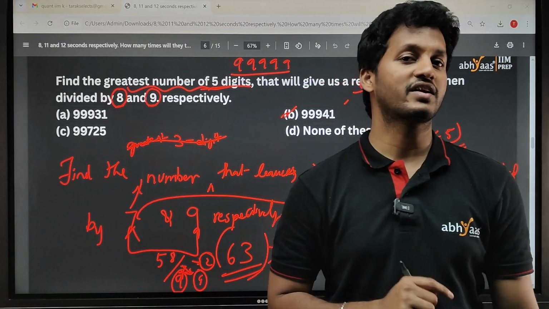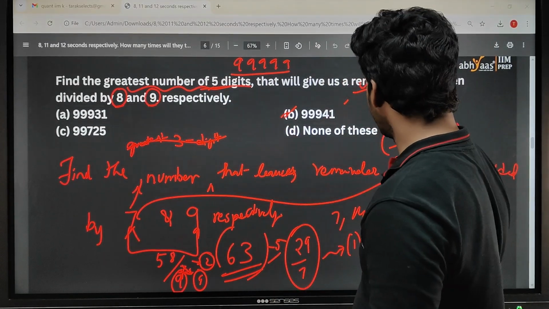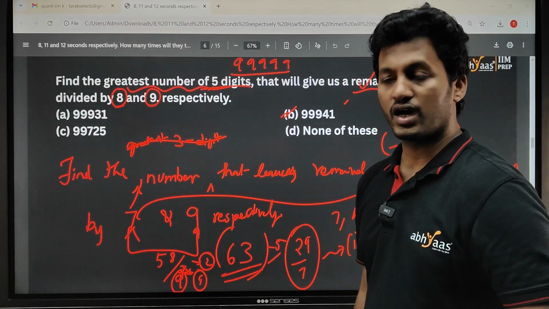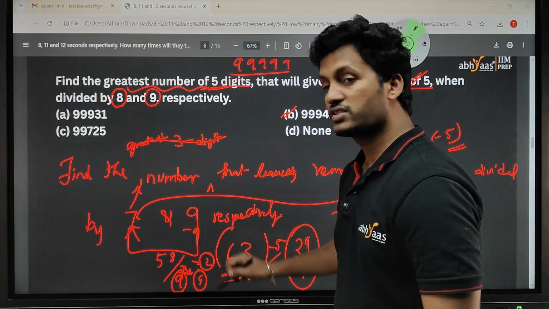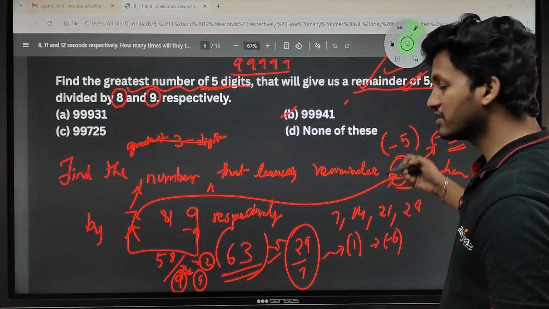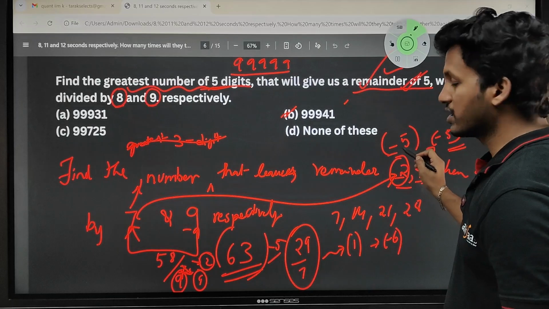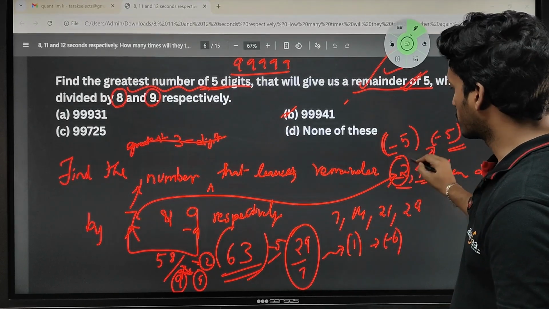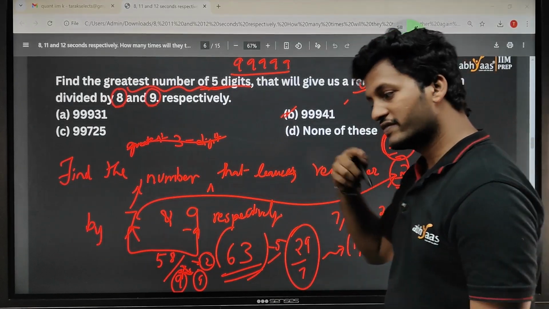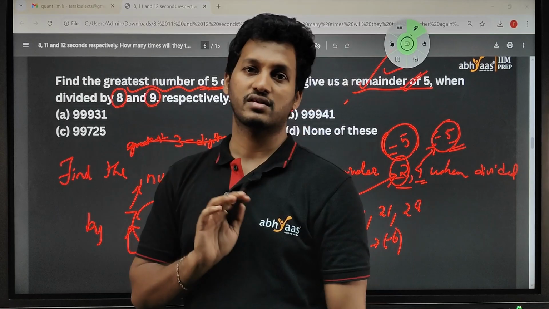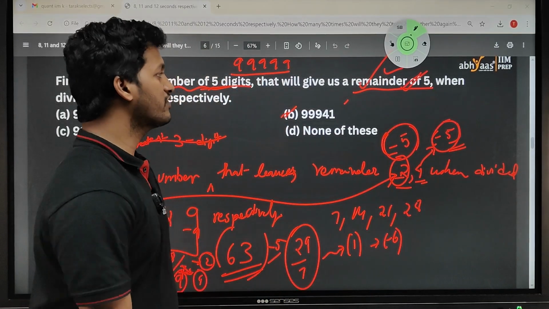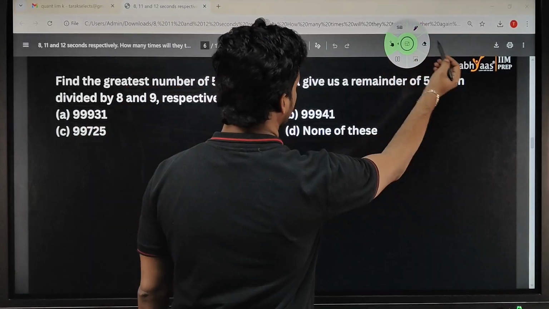You have to check the remainders first. If the remainders are not the same for multiple divisors, you have to check from the other side of the number series, where it could be minus 5. If they are the same, you will add the remainders. That's it. These are the models of LCM. Thank you.